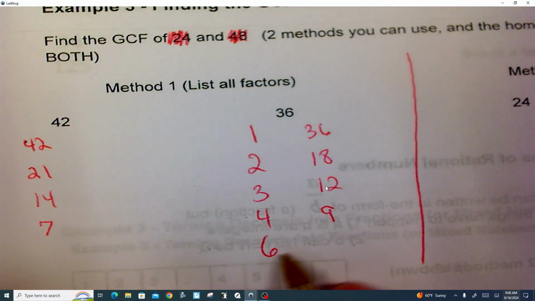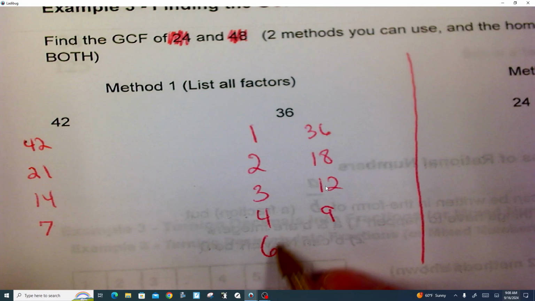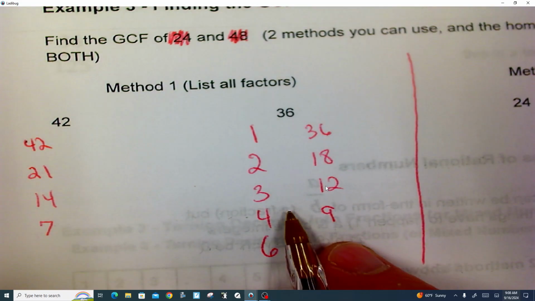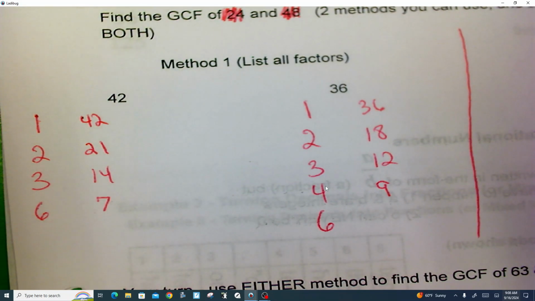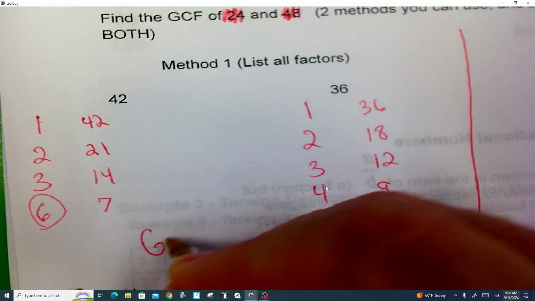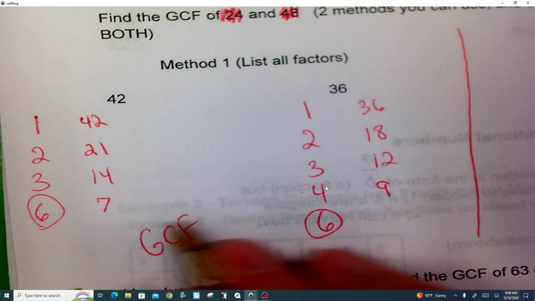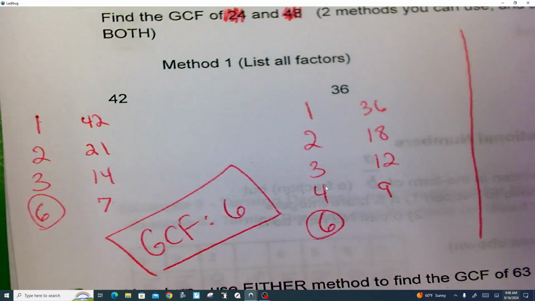Does 6 work? 6. Now, if you want to write a 6 over here on this column to show it's 6 times 6, you can, or you can just leave it as 1. But these are all of our factors. And now we just come over here and we go, what's the biggest one between both of them? So your GCF, your greatest common factor between them, your biggest one that matches is 6.